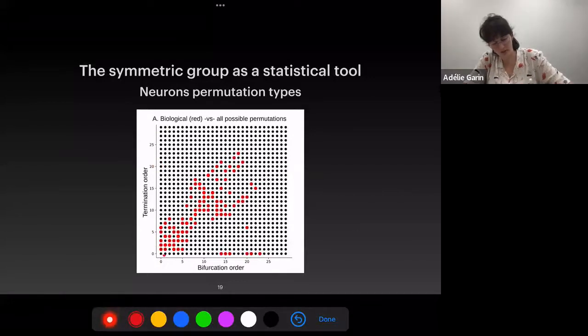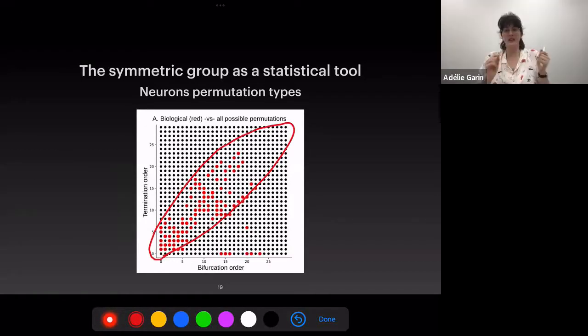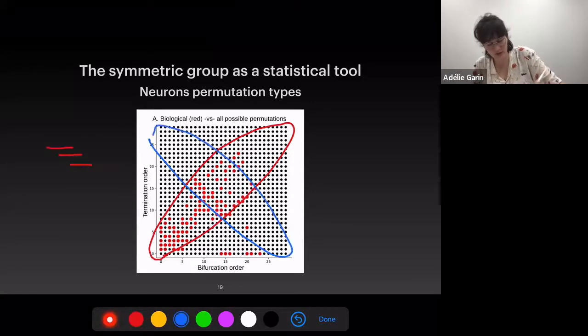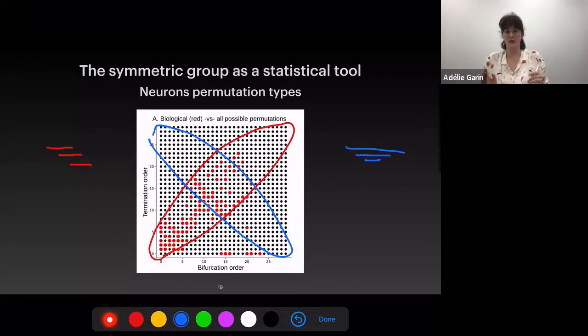And you can see that the neurons tend to be closer to the diagonal, meaning that 1 sends to 1, 2 sends to 2, 3 sends to 3, and so on. So again, we have something more like the identity that looks like this, versus if we had something closer to here, we would have more 1 sends to n, 2 sends to n minus 1, and so on. So this is the Russian doll behavior. Again, that shows that neurons have this tendency to be closer to identity barcodes.